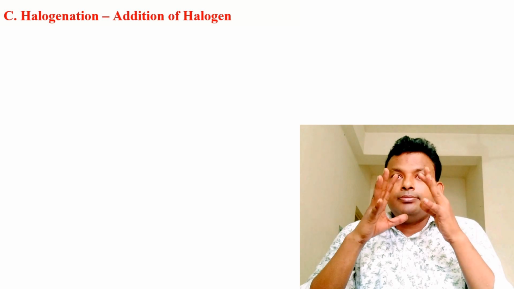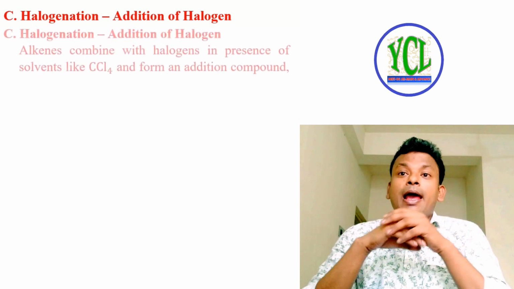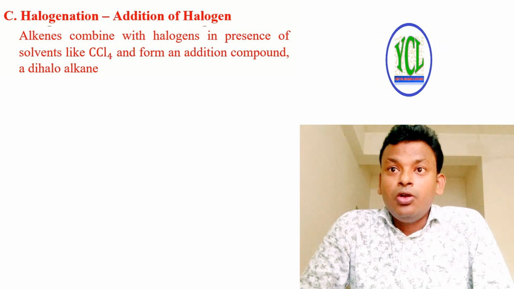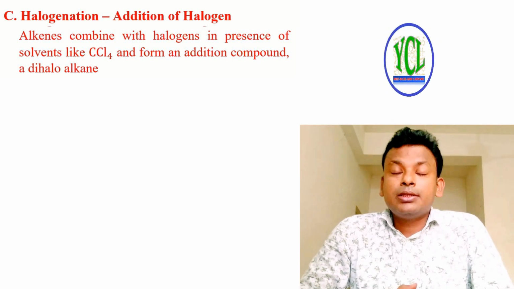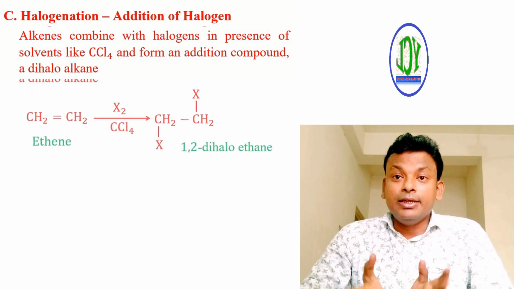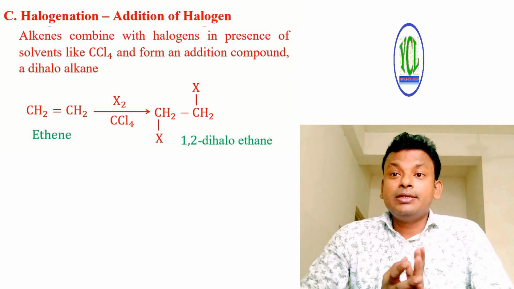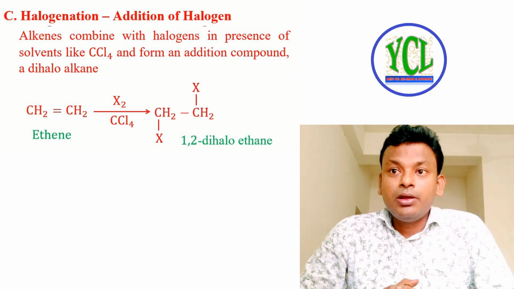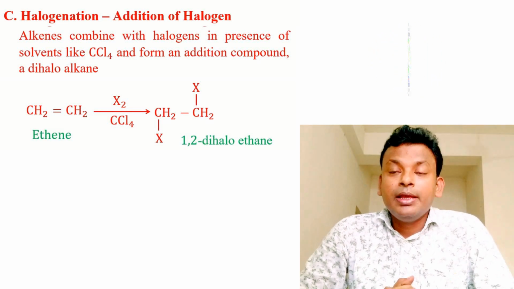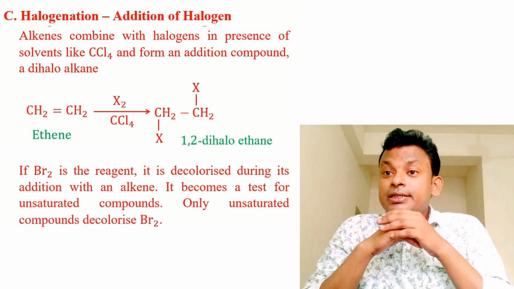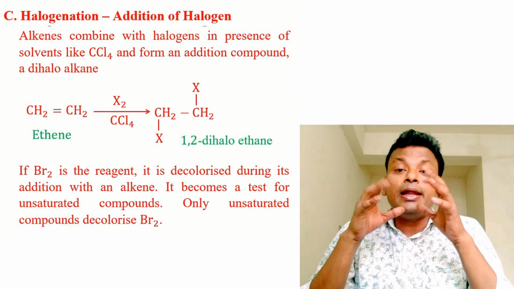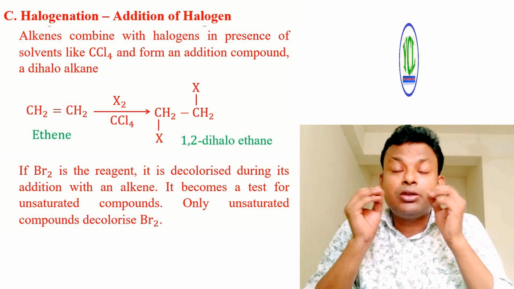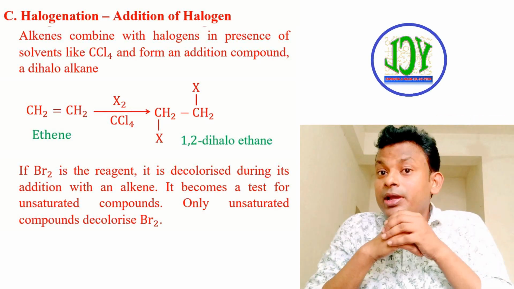Halogenation, or addition of halogen. Alkene combines with halogen in the presence of a solvent like CCl4 and forms an addition product, a dihaloalkane. Ethene plus X2, where X is chlorine, bromine, or iodine, and CCl4 is the solvent, forms 1,2-dihaloethane. If Br2 is the reagent, it is decolorized during its addition to an alkene. It becomes a test for unsaturated compounds. Only unsaturated compounds decolorize Br2.